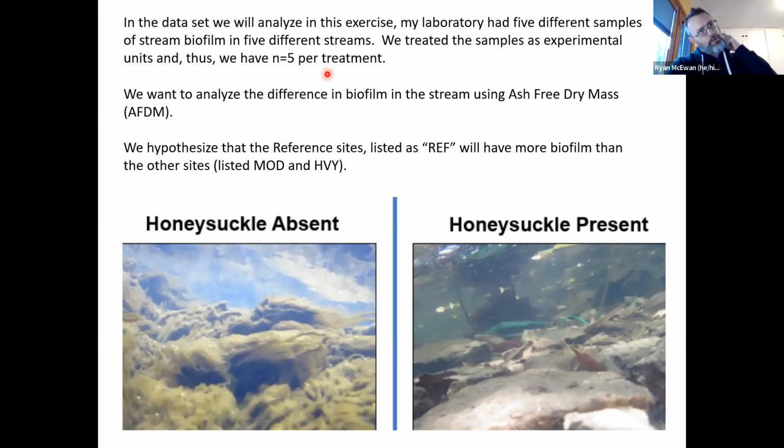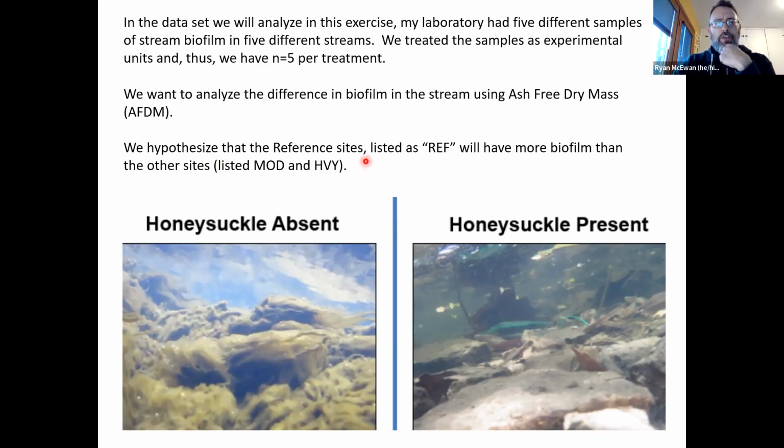Now we can argue whether this is pseudo-replicated or not. Let's have that conversation separately. For the purposes of what we're doing here, we've got 5 streams and n equals 5 in each treatment. We're going to calculate our variance and mean from those n equals 5 per treatment. We want to analyze the difference in biofilm using what's called ash-free dry mass, which we're not going to talk about anymore here. But this is a measure of biomass, for example, how much biomass is this?